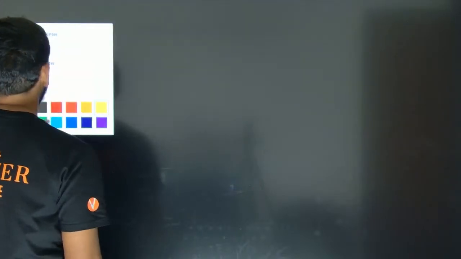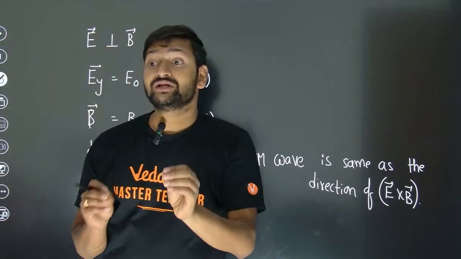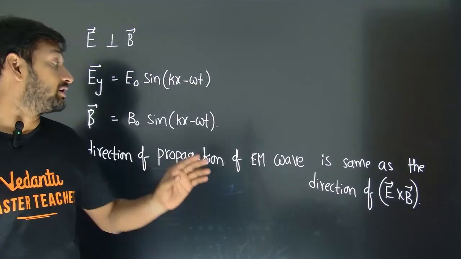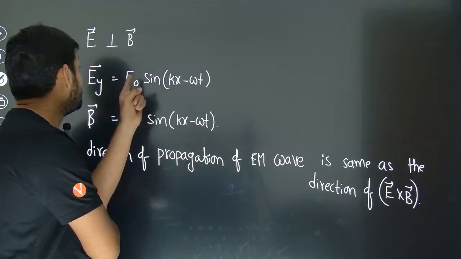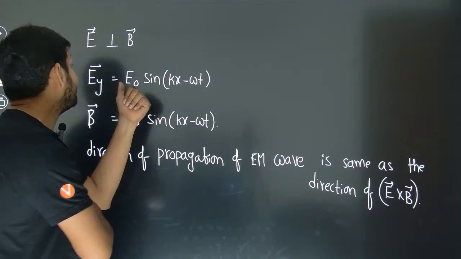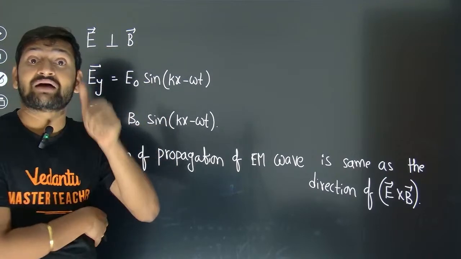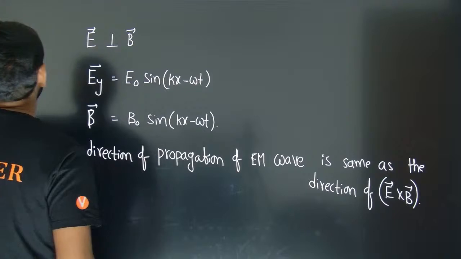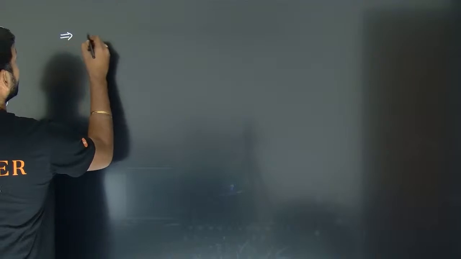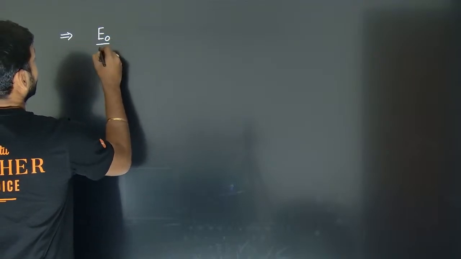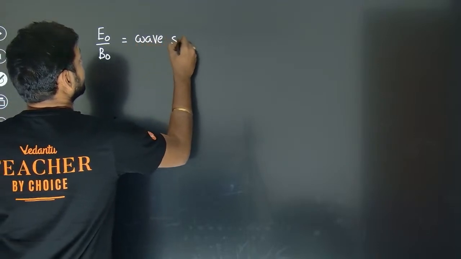Next. Few more properties. What we got as of now, we just got to know the direction of the electric field, magnetic field, and the direction of the EM wave. Few more relations. E naught by B naught. What is E naught? Amplitude of the electric field, the maximum electric field it can reach. B naught is the maximum magnetic field it can reach. So we have a relation. E naught by B naught is equal to the wave speed.